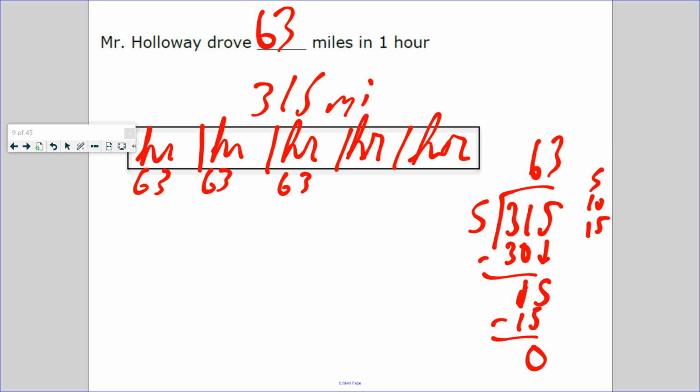So by drawing a bar diagram like this one, you're able to break it down and find different rates comparing the different hours to the miles. So that is rate and unit rate.